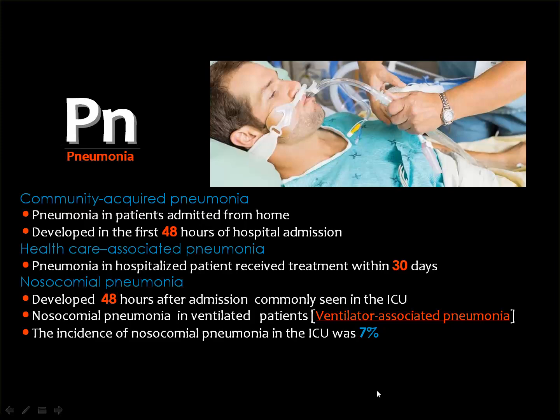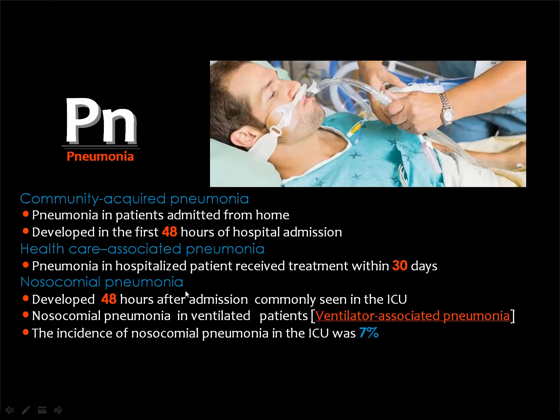Pneumonia is one of the known events in a patient in the intensive care unit, and we have some definitions of pneumonia commonly used, especially in emergency practice. The first is community acquired pneumonia, which is pneumonia in patients admitted to the hospital from home, and it develops in the first 48 hours of admission. This is known as community acquired pneumonia. Then healthcare associated pneumonia is a pneumonia in an already hospitalized patient within 30 days.